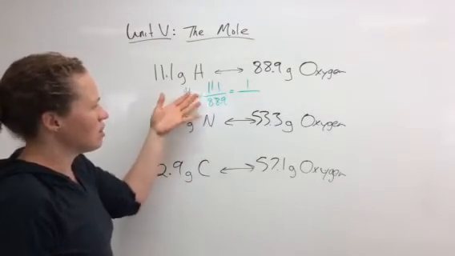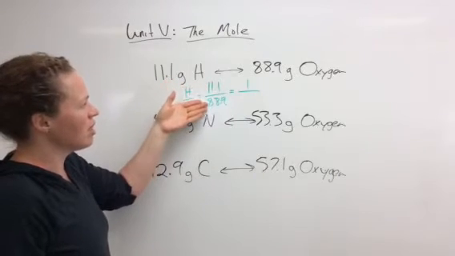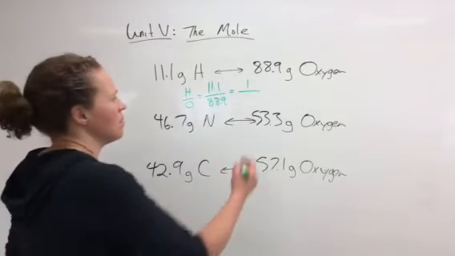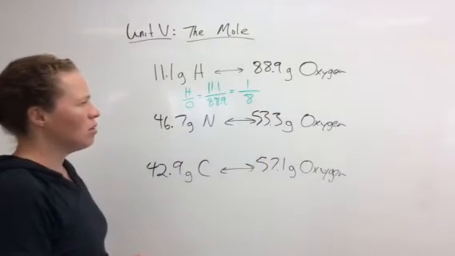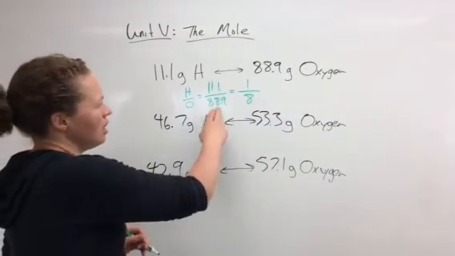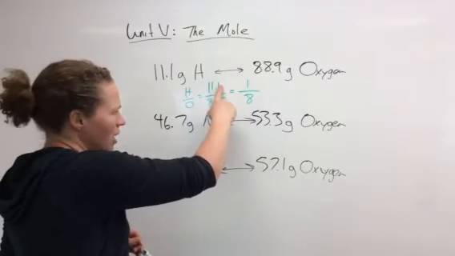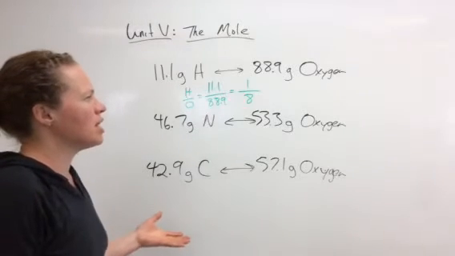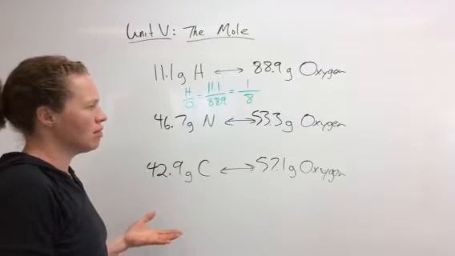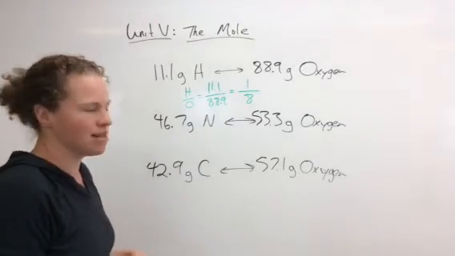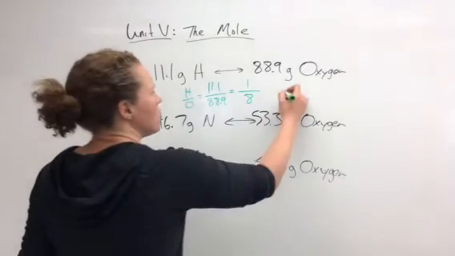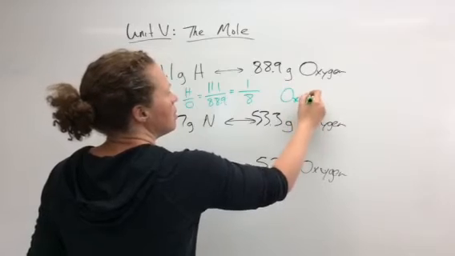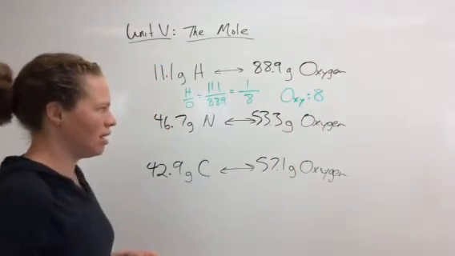This one, I can just visually look at it and go, okay, well 11 times 8 is going to be 88.8, which is close enough, so it's basically 1 over 8. What you could have done was go 88.9 times 1 divided by 11.1, and you'd still get about 8. So what we're saying then is that oxygen's relative mass is 8. So oxygen is 8.